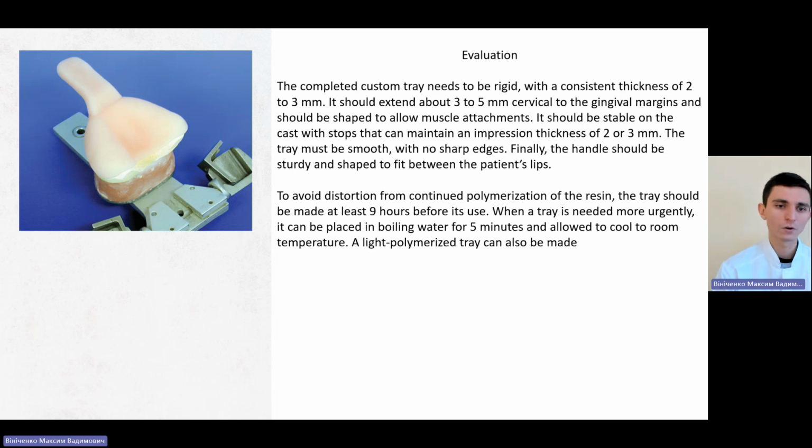To avoid distortion from continued polymerization of the resin, the tray should be made at least 9 hours before its use. When a tray is needed more urgently, it can be placed in boiling water for 5 minutes and allowed to cool to room temperature. A light polymerized tray can also be made.